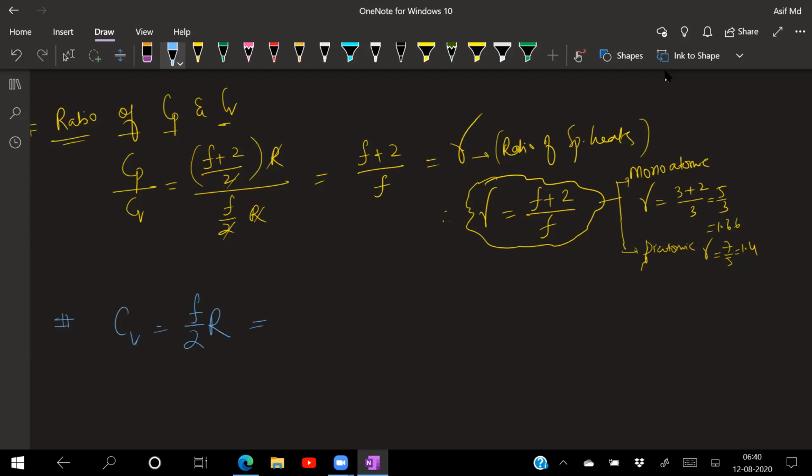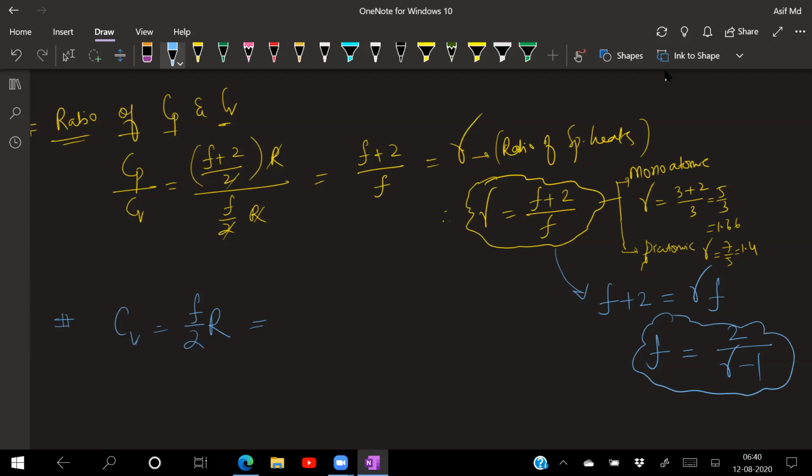If I simplify this, F plus 2 is equal to gamma times F. That means the number of degrees of freedom F is equal to 2 by gamma minus 1. Can I write it like this?